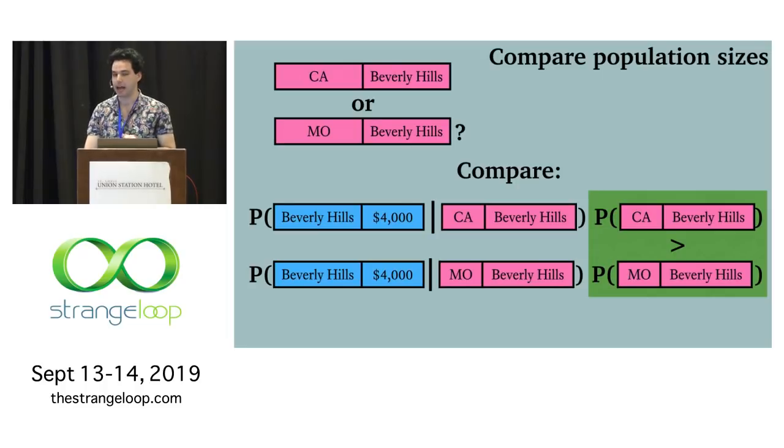So in this case, I haven't told us how to give numbers to these things yet. We're going to get there. How can we actually make this quantitative? But even looking at this qualitatively, we can see that P of Beverly Hills, California has to be greater than P of Beverly Hills, Missouri, because Beverly Hills, California is a more populous city. Beverly Hills, Missouri has about 500 people.